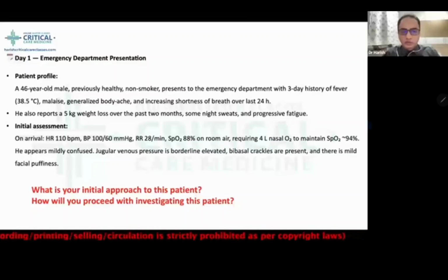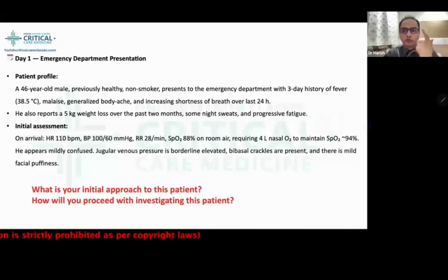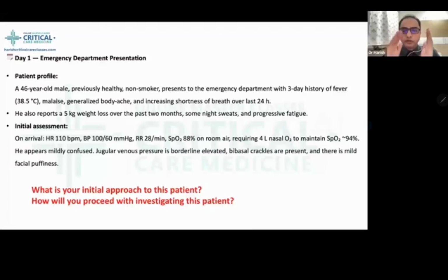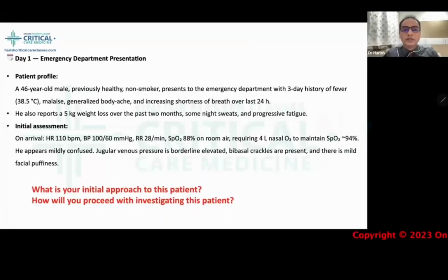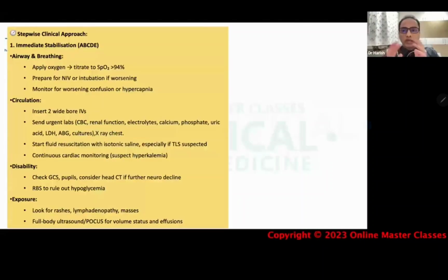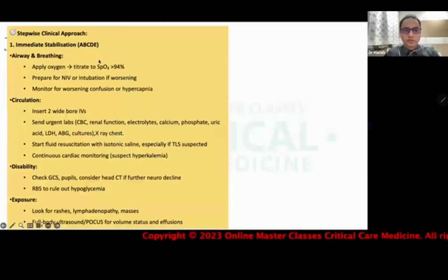So a middle-aged male patient, a non-smoker, presented with febrile prodrome, breathing difficulty since 24 hours, 5 kg weight loss, requiring around 4 liters of nasal oxygen, with facial puffiness and basal crepitations. Okay, so what is your initial approach? As we approach any critically ill patient in the ER or the ICU, airway, breathing, circulation. Immediate stabilization of airway, breathing, and circulation is very essential.